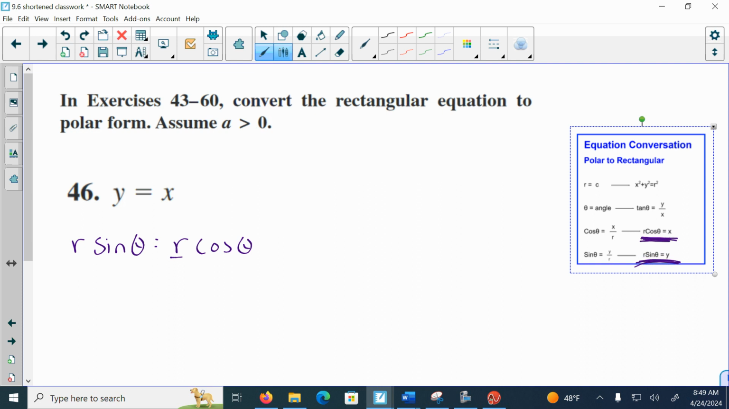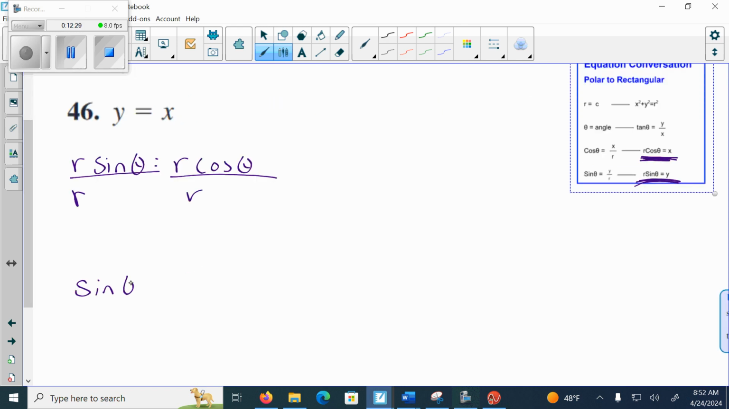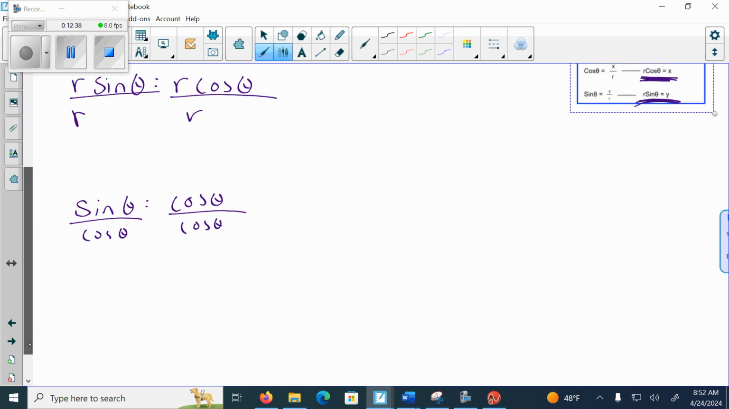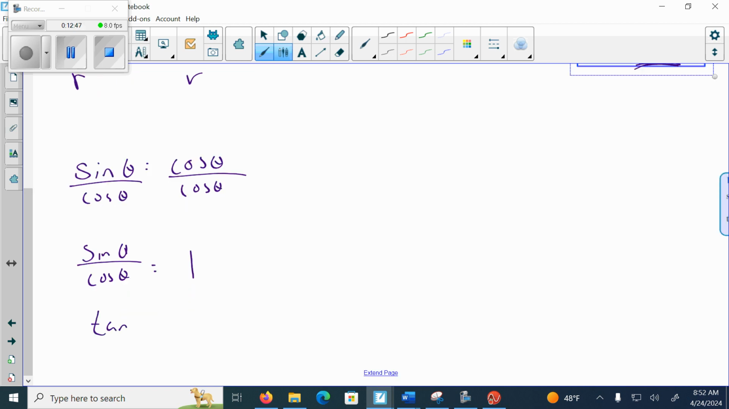And then divide both sides by r. When I do that, I get sine theta is equal to cosine theta. But if I divide both sides by cosine theta, I'm going to get sine of theta over cosine of theta is equal to 1. Well, sine of theta over cosine of theta is tangent of theta. And we say the tangent of theta is equal to 1. So that could be one of my equations.